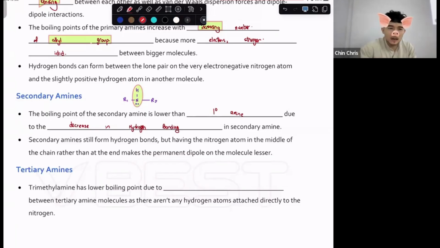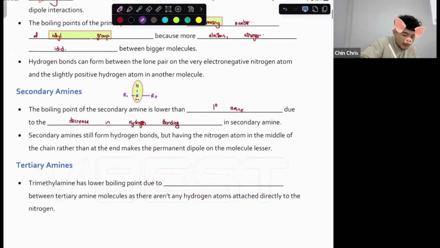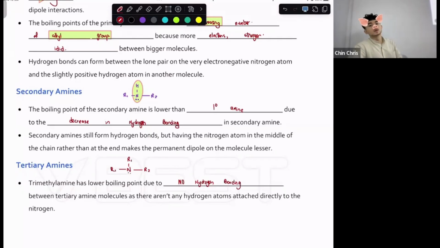Alright, guys, this part is not important. I'm going to go through it quite quickly. Last one, tertiary amine has the lowest boiling point. Why? There's no hydrogen bond at all, because there's no NH anymore. Again, guys, this is not important. It really will not come out. You just have to know how to identify whether it is primary, secondary, or tertiary.